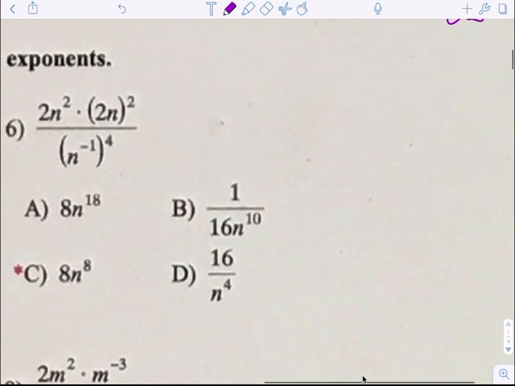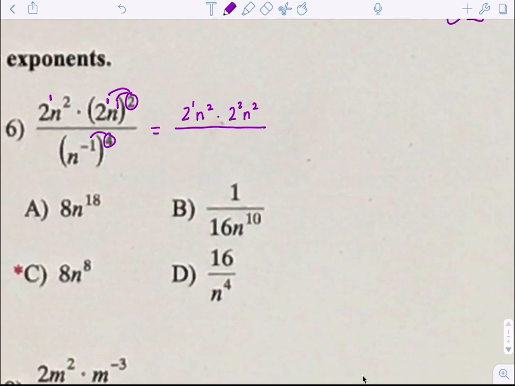Alright, over here, so I'm just going to give these powers of 1 so you guys can see. Okay, first, this 4, you distribute it to there, and this 2, you distribute it to both. This has a power of 1 as well. So we're going to have 2 to the first n squared times 2 to the second n to the second, all over n to the negative 8. Oh, n to the negative 4.